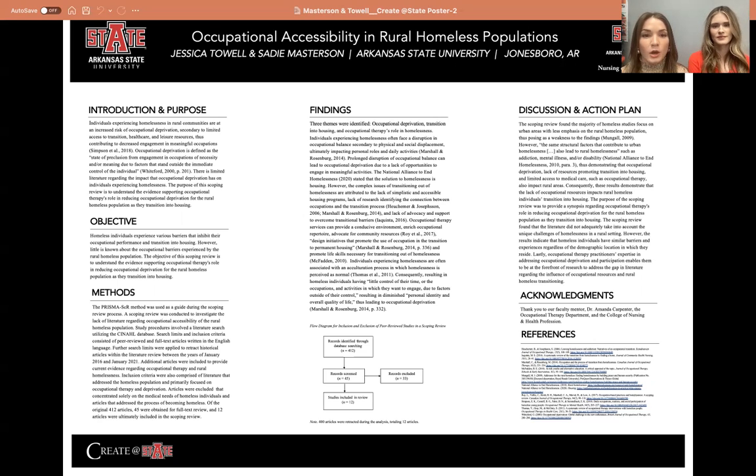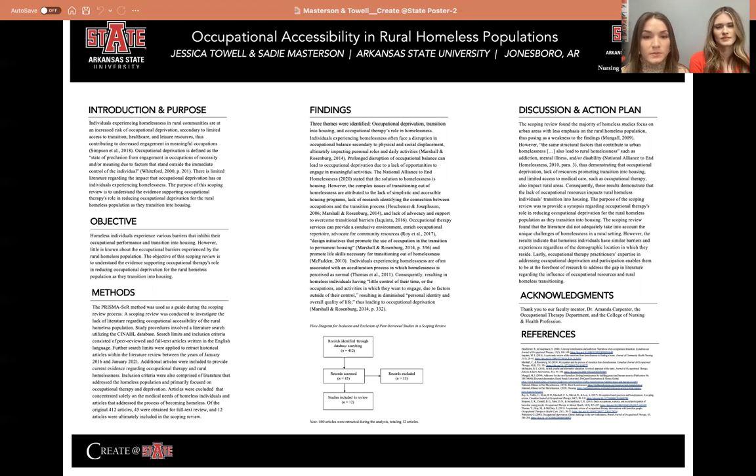The National Alliance to End Homelessness stated that the solution to homelessness is housing. However, the complex issues of transitioning out of homelessness are attributed to the lack of simplistic and accessible housing programs, lack of research identifying the connection between occupations and the transition process, and lack of advocacy and support to overcome transitional barriers. Occupational therapy services can provide a conducive environment, enrich occupational repertoire, and advocate for community resources, designing initiatives that promote the use of occupation in the transitioning to permanent housing, and promote lifestyle necessary for transitioning out of homelessness.